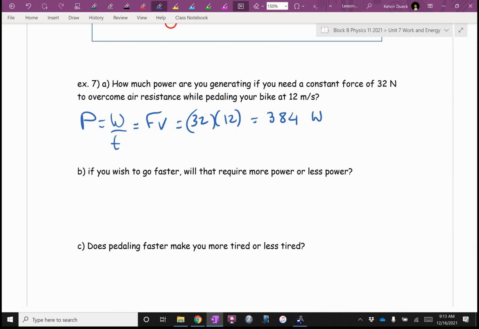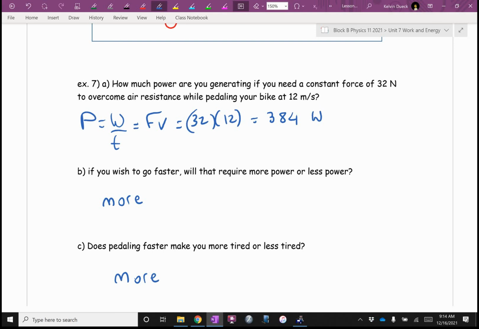If you want to go faster, will that require more power or less power? Be very obvious. Why? Because you're multiplying by the v, you're not dividing by the v. Yes? And part C, Captain Obvious, but does pedaling faster make you more tired or less tired? Why? You're generating more power, and power is tiredness. And I know all of you have clued in, if I pedal faster, I get more tired. Oh, by the way, work is what times what?